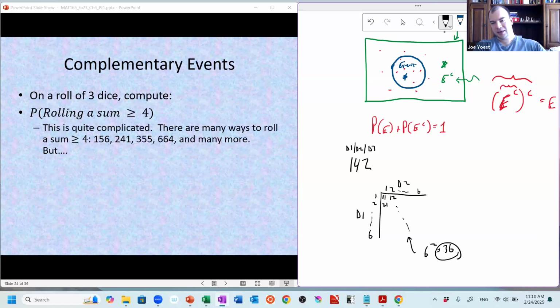With 3 dice, I can basically imagine the same kind of thing. Die 1, die 2, 1 through 6, and 1 through 6. And then I can imagine die 3 being on a third dimensional axis. I could imagine having one copy of this for when die 3 is 1, another copy for when die 3 is 2. I just have a third axis, 1, 2, 3, 4, 5, 6.